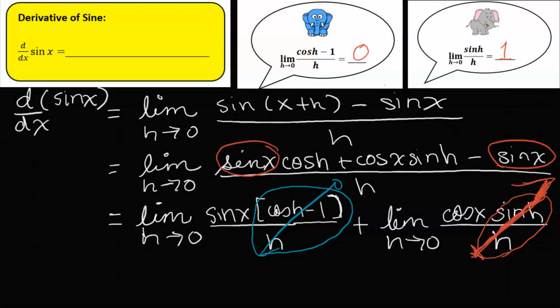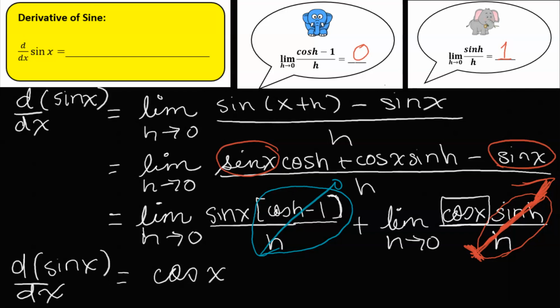There's your 1. So 0 multiplied by sine x is going to be 0. So the first part of that is going to go to 0. The second part, when h goes to 0, cosine x is going to stay cosine x, multiplied by 1 is going to be cosine x. So we say the derivative of sine x is cosine of x. And we write the derivative of sine x is cosine of x.